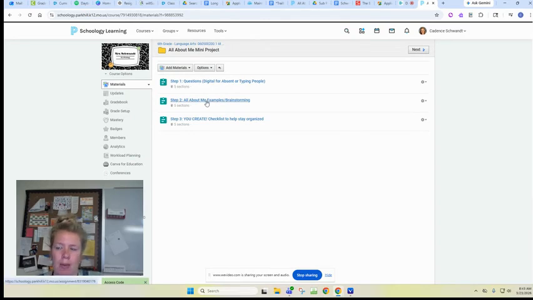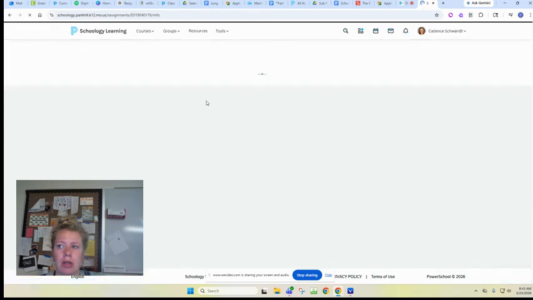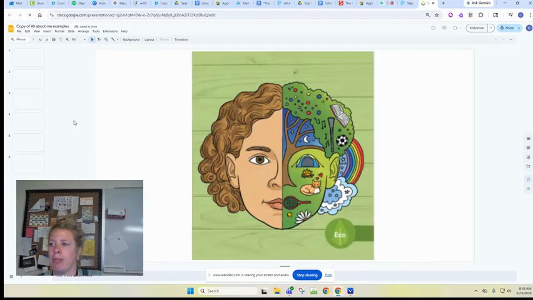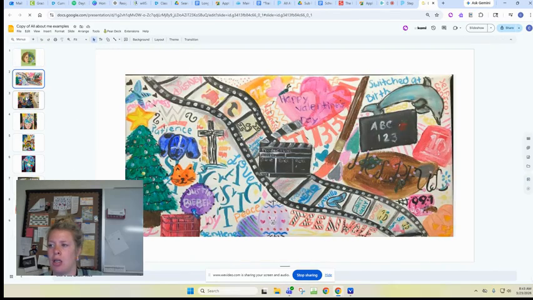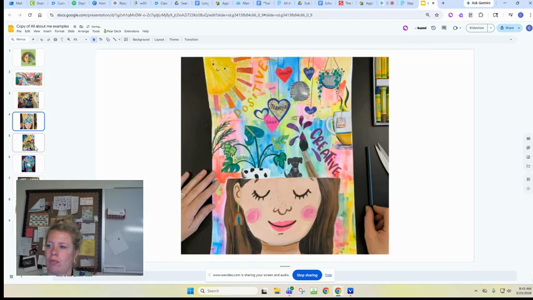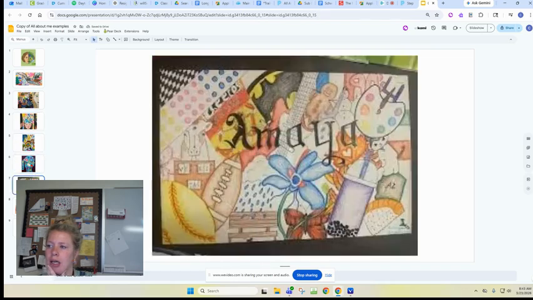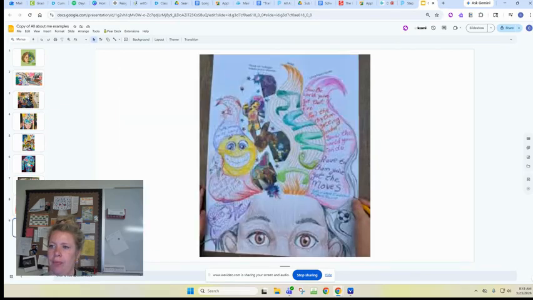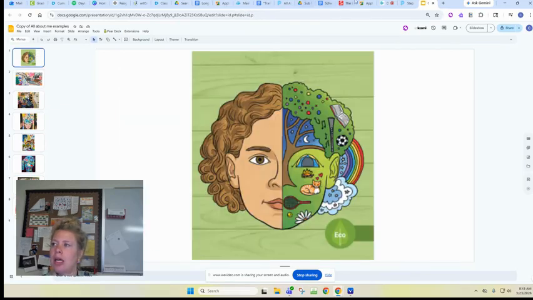Step two, All About Me examples. Here are all the examples. Again, these are just examples. Yours do not have to look like this whatsoever. Take a second to look through those. Again, I don't want you copying from these. These are just examples of the vibe that I'm looking for.